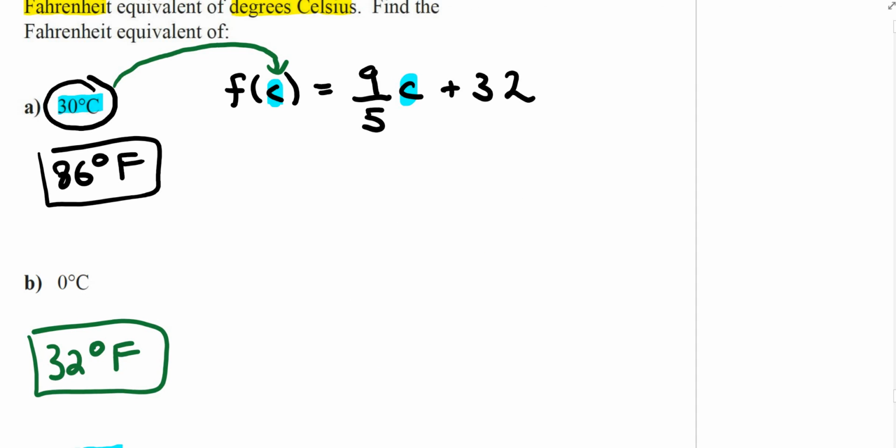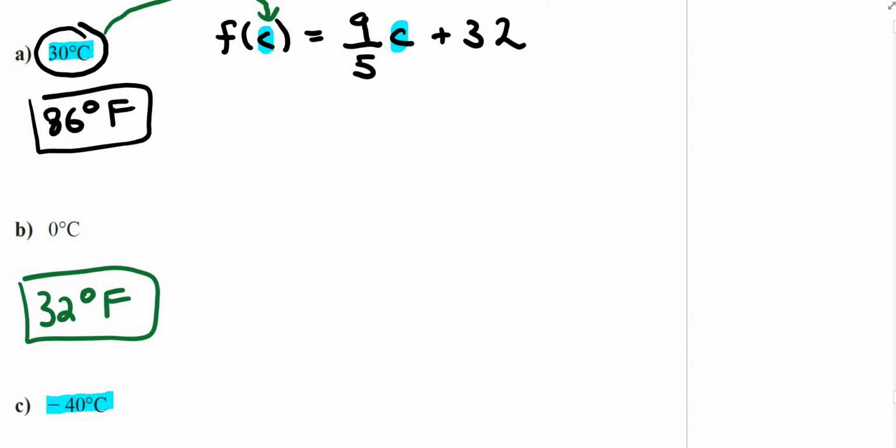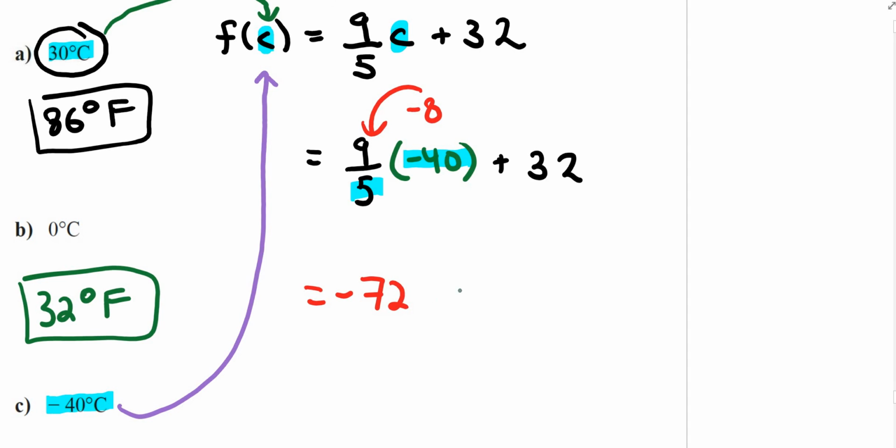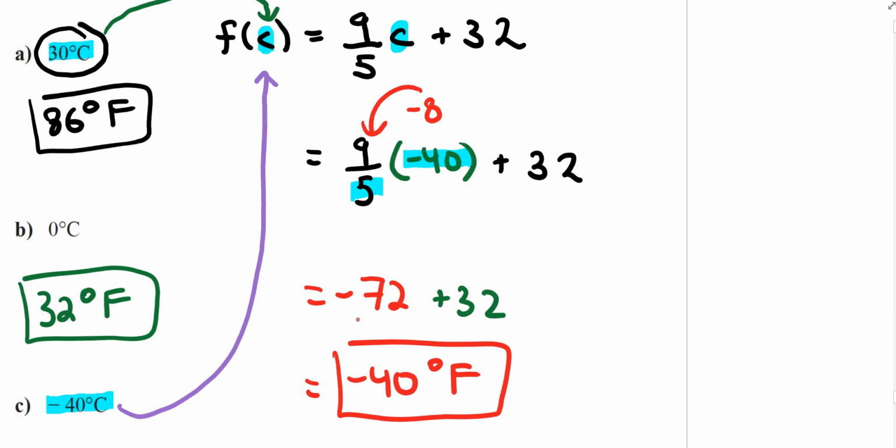And then finally for the last one, letter C here, we're given -40 degrees. So -40 degrees goes in for the c. So this will be 9 over 5 times -40 plus 32. And I recommend that we do division again. So -40 divided by 5, that's going to be -8. And -8 times 9, that's going to be -72, plus the 32. And then -72 plus 32 is going to be -40, and the units are degrees Fahrenheit. So that's your answer for 15c.